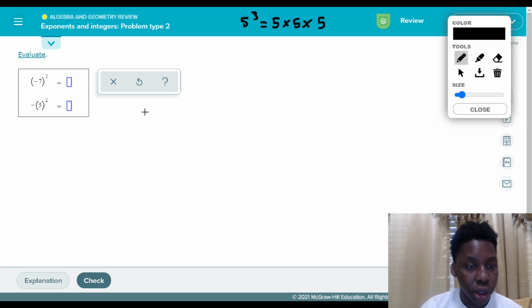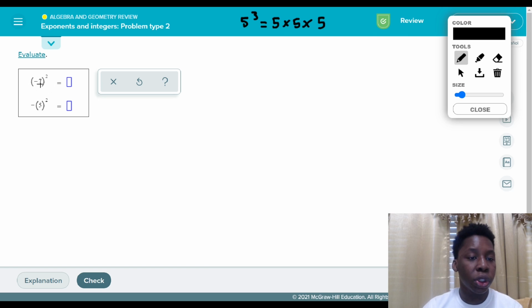Let's look at this question. It is asking us to evaluate minus 7 squared and minus, then bracket 5 squared. If you notice these two questions, they look similar, but they're not. Some people might say, let's multiply the minus times this 5 here, so it can just be minus 5 squared like up here. But no, that's not how you work on it. You have to know what the square is being attached to.